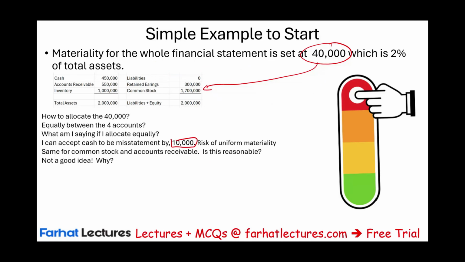Because not all accounts are the same. What does that mean? For example, cash is not the same as common stock. Cash is not the same as accounts receivable in terms of importance, in terms of the number of transactions, in terms of inherent risk. There are many. Each account is different. Therefore, you cannot just take this materiality and spread it equally. This is called the risk of uniform materiality. It means you're assuming all accounts are the same.